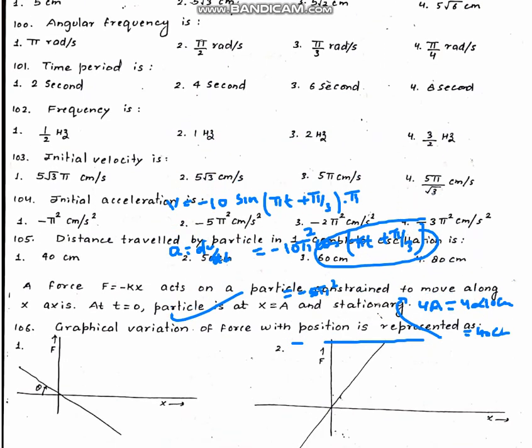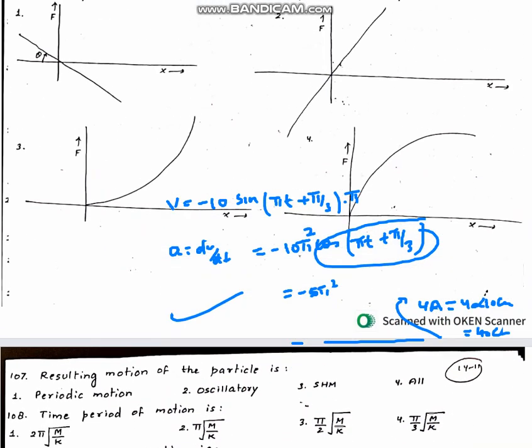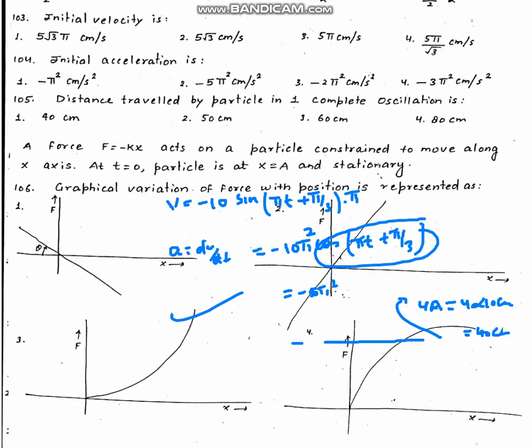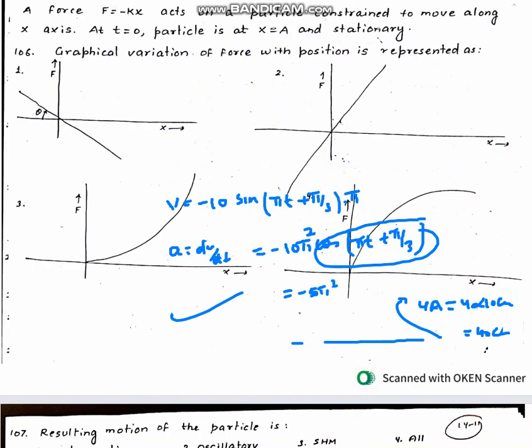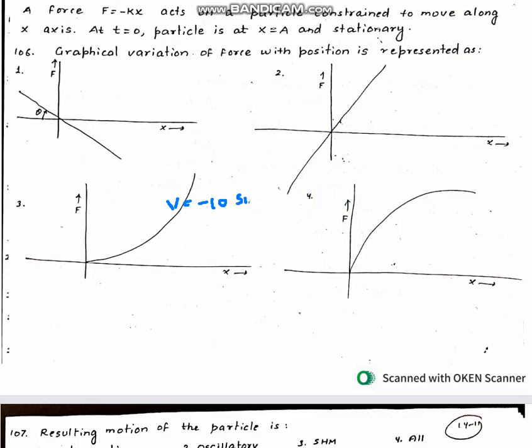Next is a force F is equal to minus kx on a particle constrained to move along the x-axis. At t is equal to 0, the particle is at x is equal to A and is stationary. A graphical representation of the force is represented as, so here one thing is missed, k is positive, otherwise the particle will not come back to the origin itself. So F is proportional to minus x, so the graph will be a straight line with negative slope. So first will be correct over here.